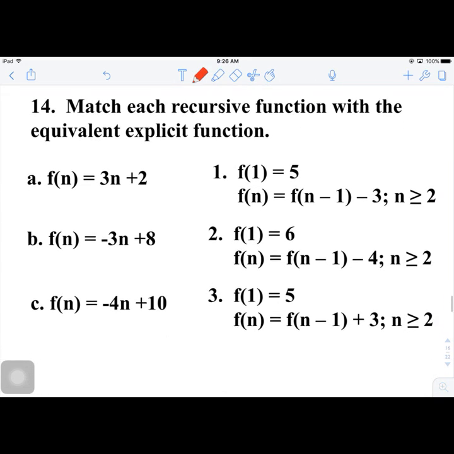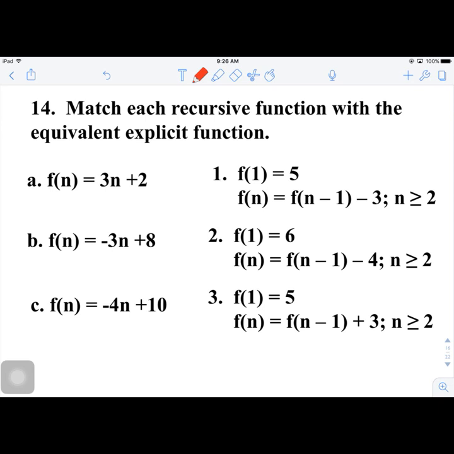Question number 14. Match each recursive function with the equivalent explicit function. In this question, we are asked to match the explicit with the recursive. On the left side, we have the explicit functions, and on the right side, we have the recursive.